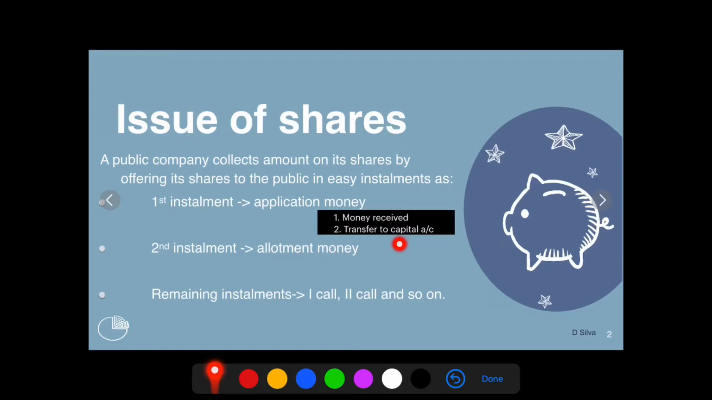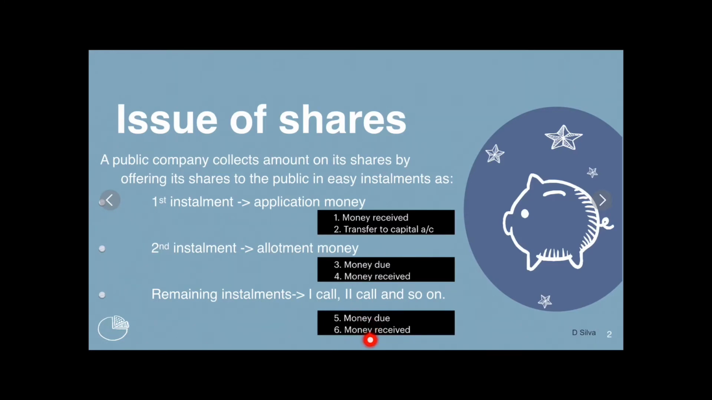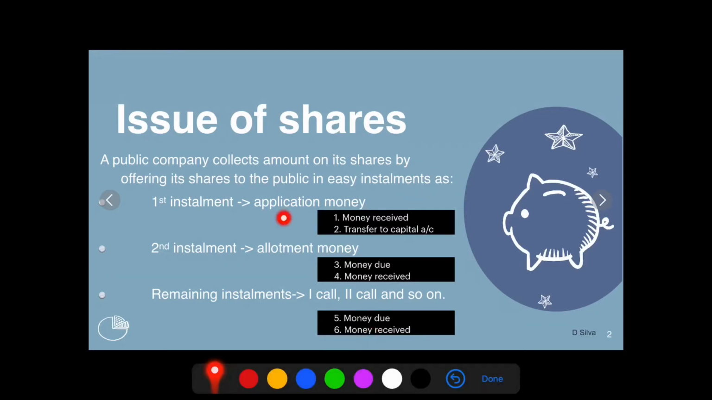When we're talking about the second installment, we have another two journal entries. So journal entry 3 is for the allotment money which is due, meaning pending, and the fourth journal entry is for the allotment money being received. When we're talking about the calls, again there are two journal entries over here: the call money being due and the call money being received. So kindly follow your notes in order to understand the journal entries that are passed under application money, allotment money, and calls.